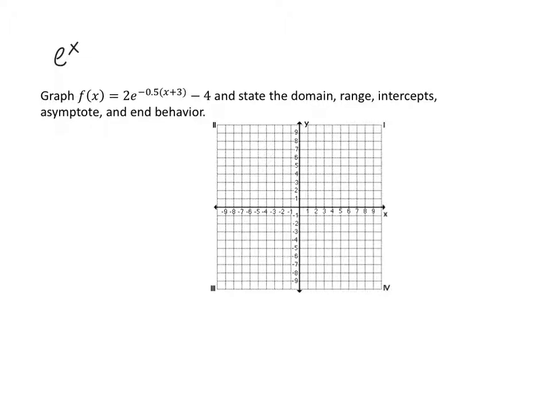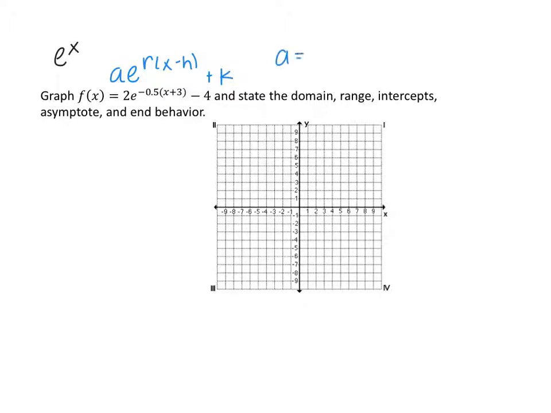I'm going to write the general form above it, which is a, so that's going to be the 2. The general form is a times e to the r times x minus h. So r times x minus h is the whole exponent, and then plus k. K is a number by itself, just added or subtracted by itself.